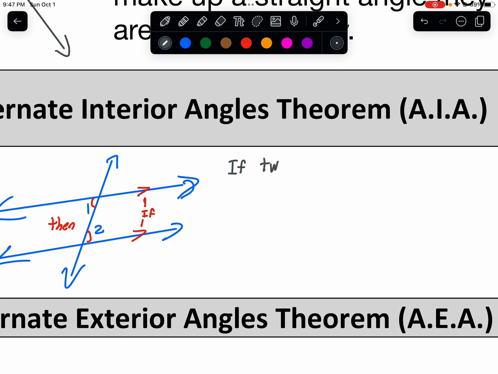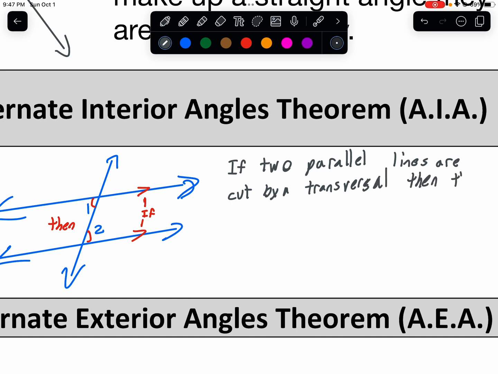If two parallel lines are cut by a transversal, then the alternate interior angles are congruent.